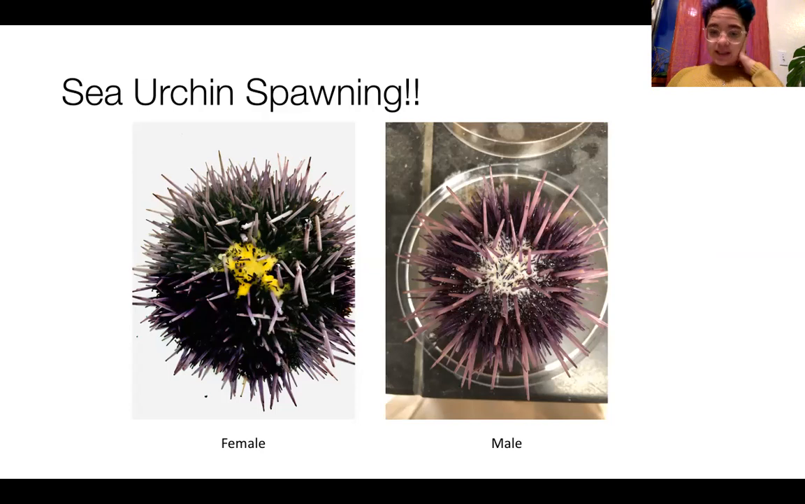And that's basically it for the sea urchin lab. You'll go through the process, follow the directions in the lab to observe the sperm and the egg separately, to observe fertilization, and then to observe different developmental stages.